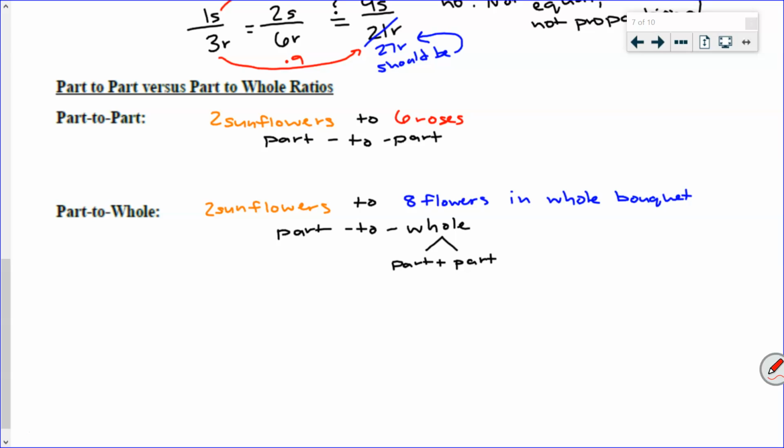Okay, now you've had a chance to check in with your group. So let's see the hands. What is the missing ratio? Good. Let's go with Miley. You're close. Not 6 whole flowers, 6 what? 6 roses. Yes, instead of using the 2 sunflowers, we're going to use the other part, which is 6 roses. 6 roses to what? 6 roses to, Chandon? The 8 flowers in the whole bouquet.